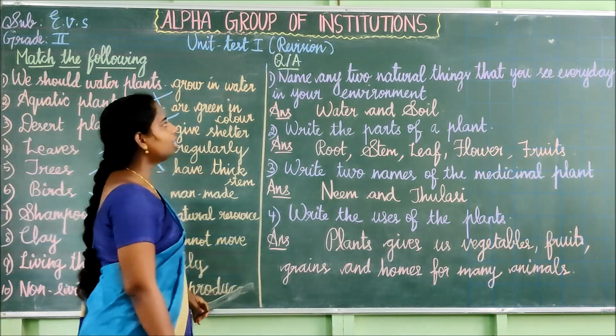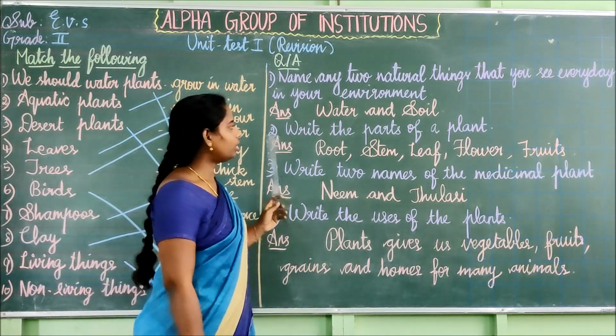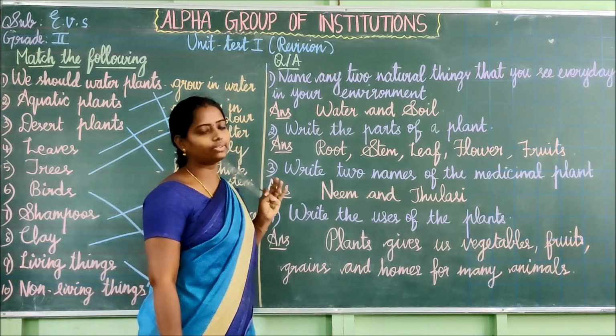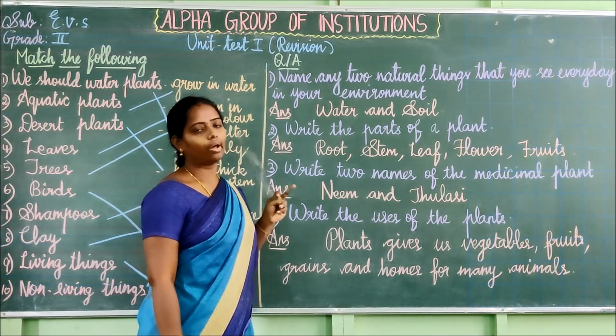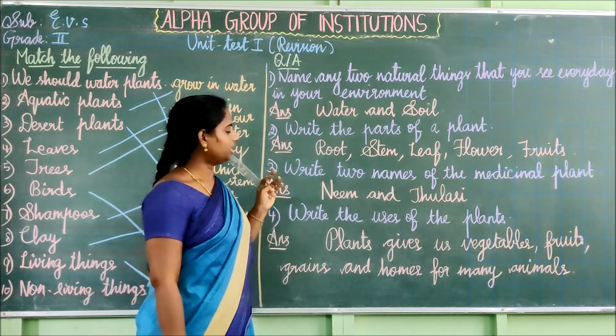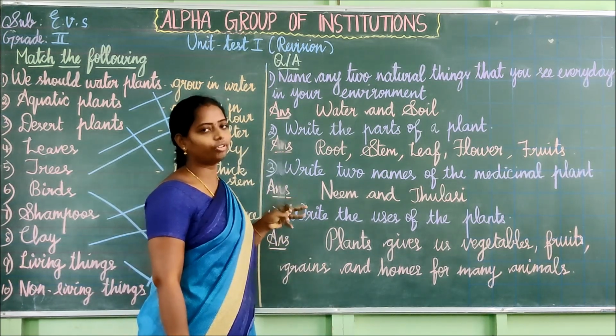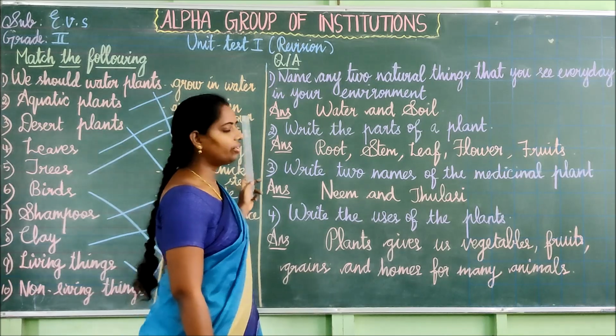Next, we are going to move to question and answer. Okay? There are 5 question answers totally in your class of children from lesson 1 and lesson 2. You have to read all the 5 question answers. Okay? Here you have written only 4. You have to read all the 5 question answers. Okay, shall we revise the first one, children?